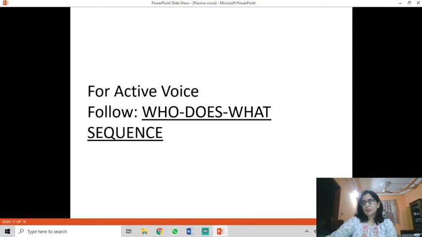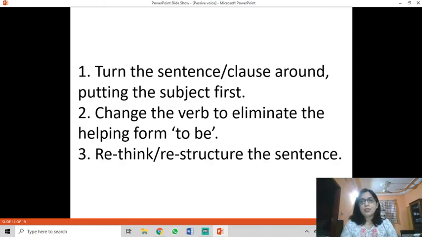So for active voice, follow the who-does-what sequence. If you are thinking about how to write active sentences, you have to see who is doing what. This is the formula. You can use this formula to write active voice sentences. And turn the sentence clause around, putting the subject first. So these are the 3 hints that I would like to give if you want to write sentences in active voice. So turn the sentence and put the subject first.